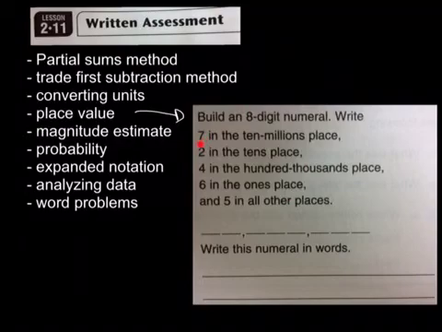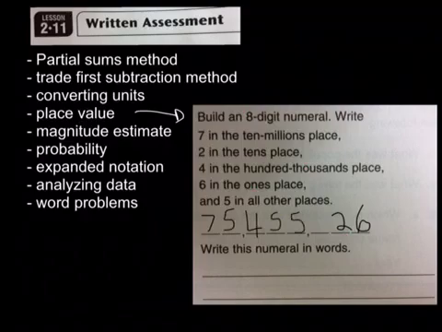Let's see. It wants us to put the 7 in the 10 millions. We just agreed that this was 1 million and this is the 10 million. So 7 in the 10 millions. There's our 7. 2 in the tens place. We know that this is ones, this is tens. So that would be our 2. 4 in the 100,000. Ones, tens, 100,000, 10,000, 100,000. Okay. 6 in the ones place. That one's easy, all the way right. And 5 in all the other places. 5, 5, 5, and 5. And that's our number.